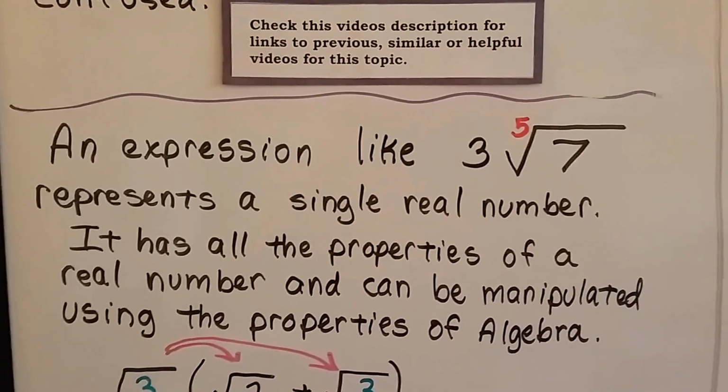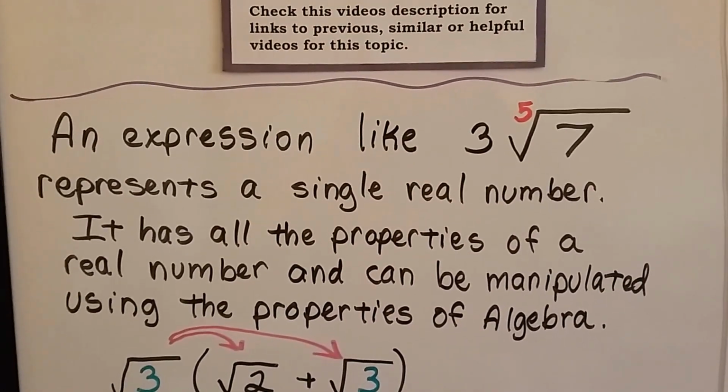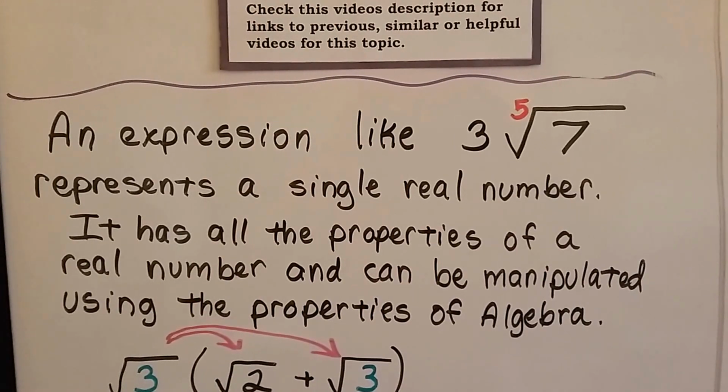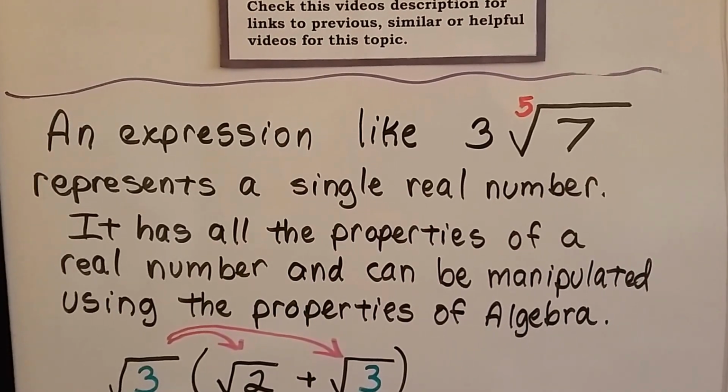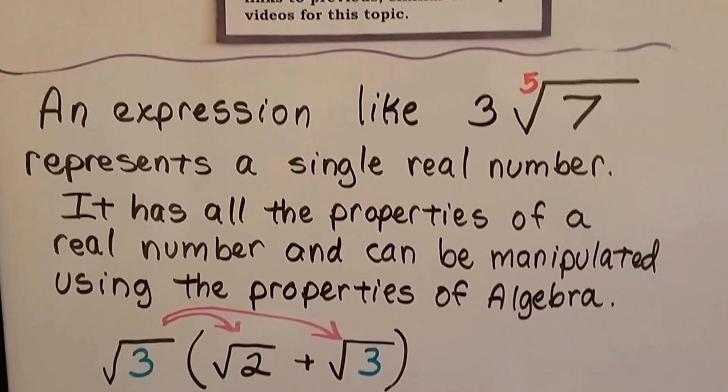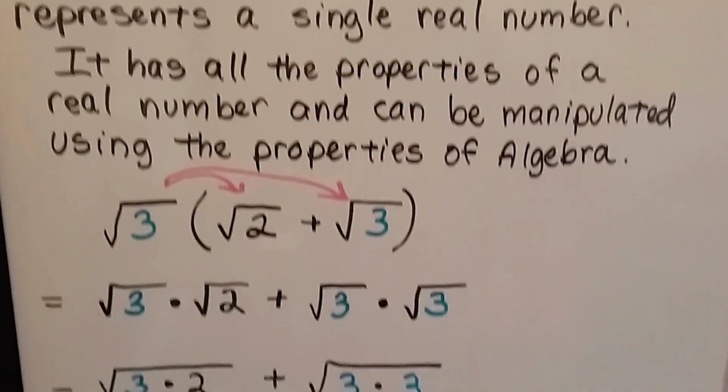An expression like 3 times the 5th root of 7 represents a single real number. It has all the properties of a real number, and it can be manipulated using the properties of algebra. Just treat it like a real number. Take a look at this.